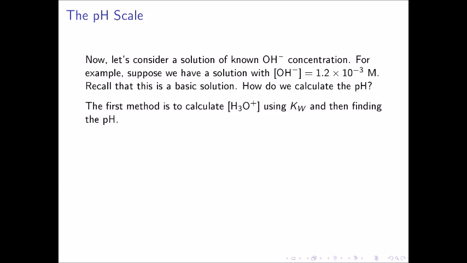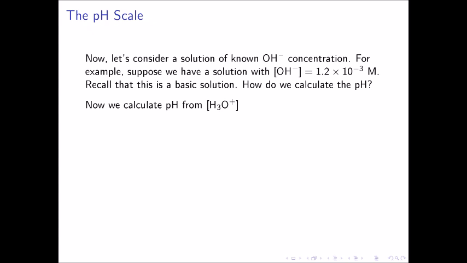The first method is to calculate the hydronium ion concentration using the Kw expression and then using the definition of pH. We begin by rewriting our Kw expression so that the hydronium ion concentration is equal to Kw divided by the hydroxide ion concentration. We can then substitute in our values, in this case 1.0 times 10 to the negative 14 for Kw, and 1.2 times 10 to the negative 3 for our hydroxide ion concentration. When we do this calculation, we find that the hydronium ion concentration in this solution is equal to 8.3 times 10 to the negative 12.